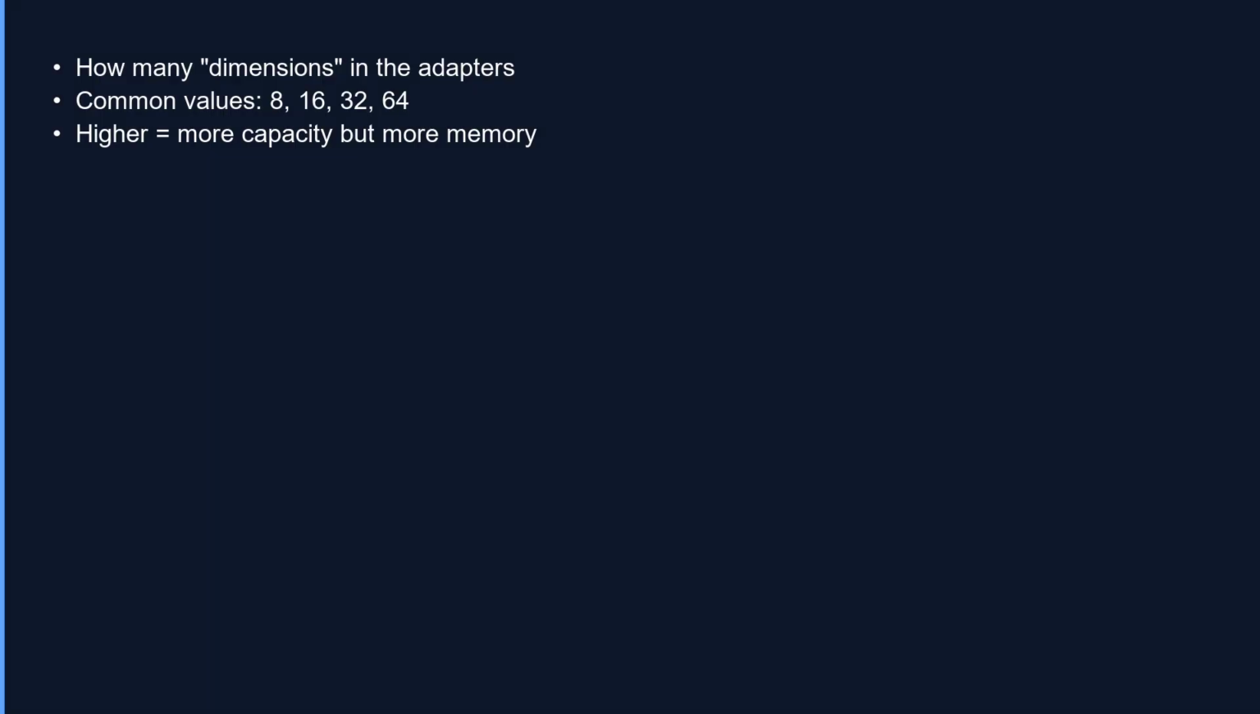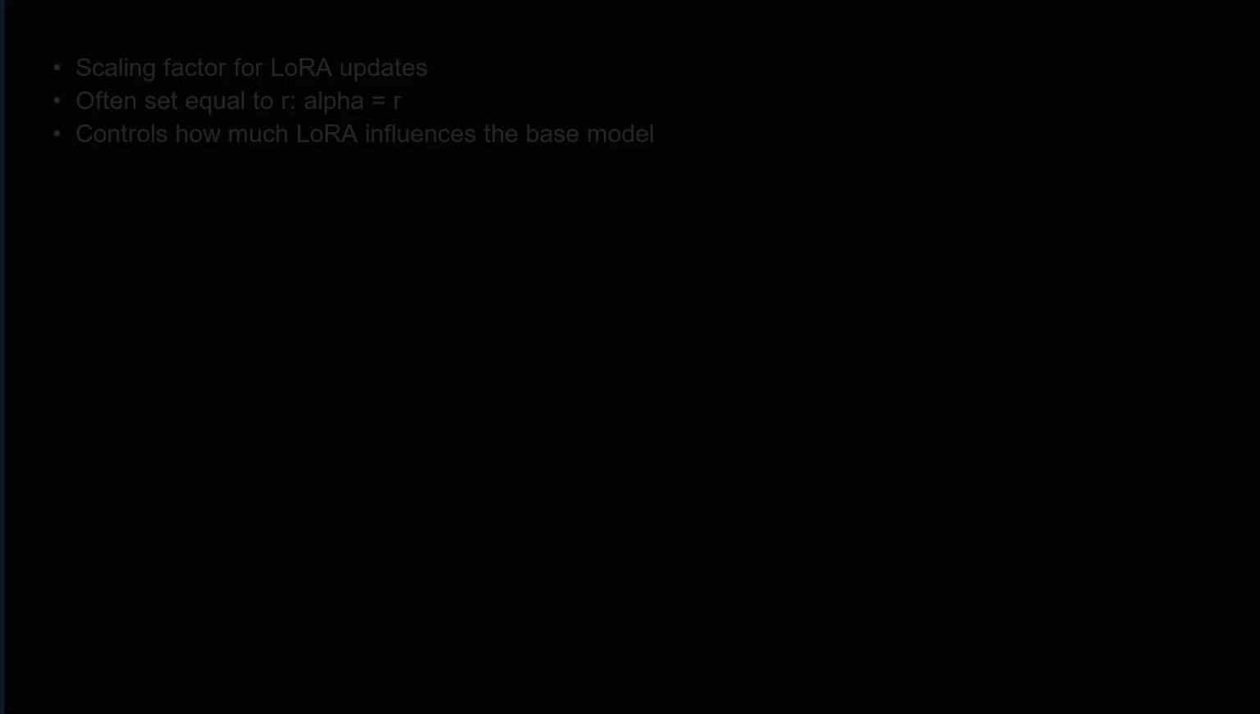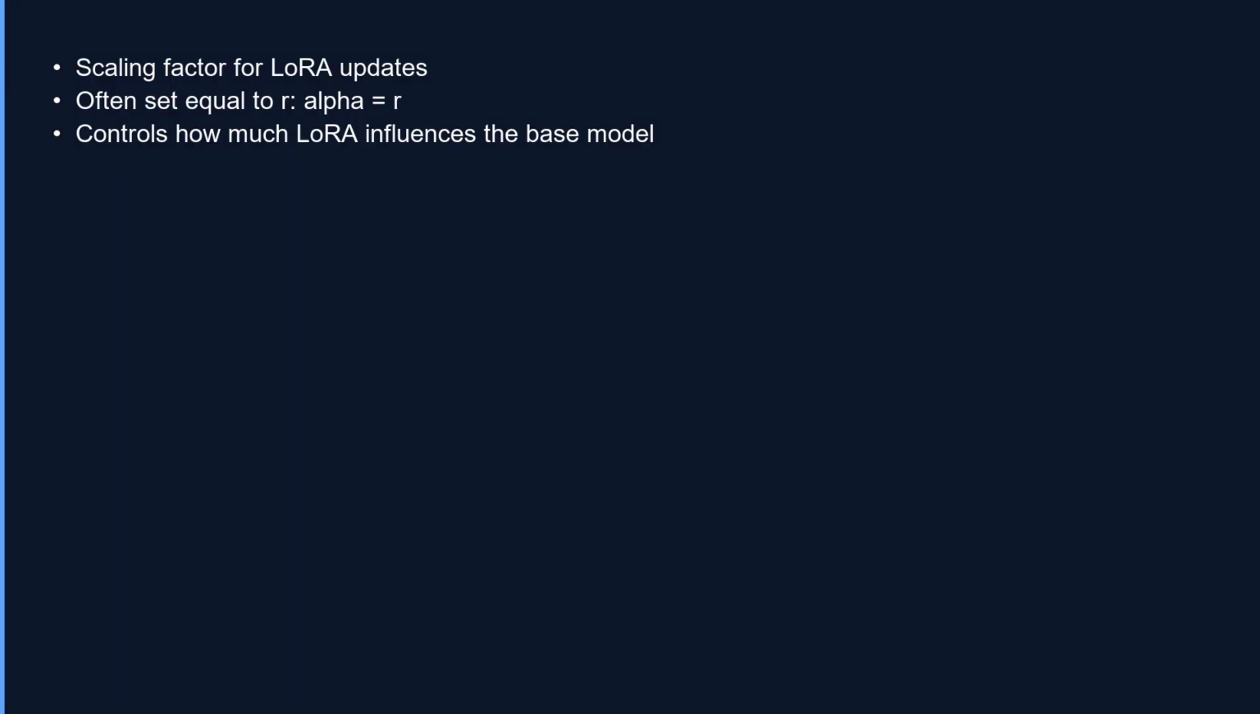How many dimensions in the adapters? Common values of R are 8, 16, 32, 64. Higher R gives more capacity, but more memory. Alpha is the scaling factor for low-rank adaptation updates, often set equal to R. Alpha divided by R controls how much low-rank adaptation influences the base model.